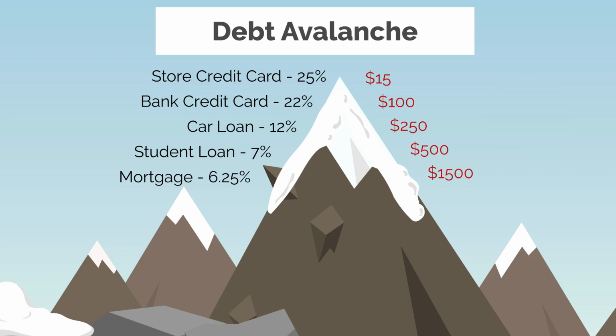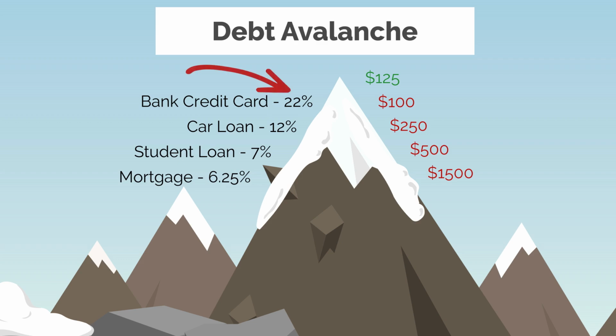You would add the $110 to your payment towards your highest interest rate, which has a minimum monthly payment of $15. Doing this would allow you to pay $125 per month towards your debt with the highest interest rate. When you have paid off the debt with the highest interest rate, then you move on to the debt with the next highest interest rate. In this example, take the $125 and add it to the $100 minimum payment for your bank credit card for a total payment of $225. Make these payments until the debt is paid off.